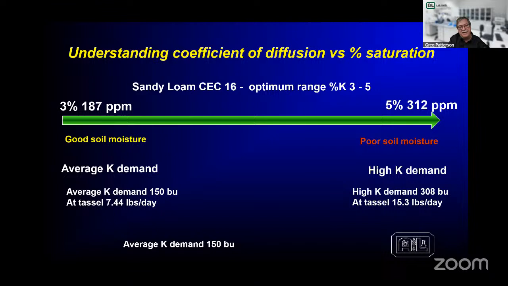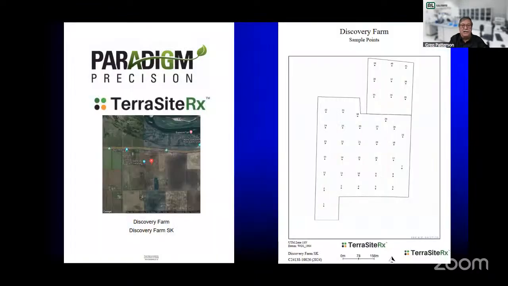So if you understand this, and you understand it when you're putting your fertility programs together and trying to manage a field, that base saturation information is on the report so that you can understand the predictable availability of those cations. We also provide our TerraSite maps to you that are color-coded, very intuitive mapping software that helps you understand from a picture format what is going on in that field.